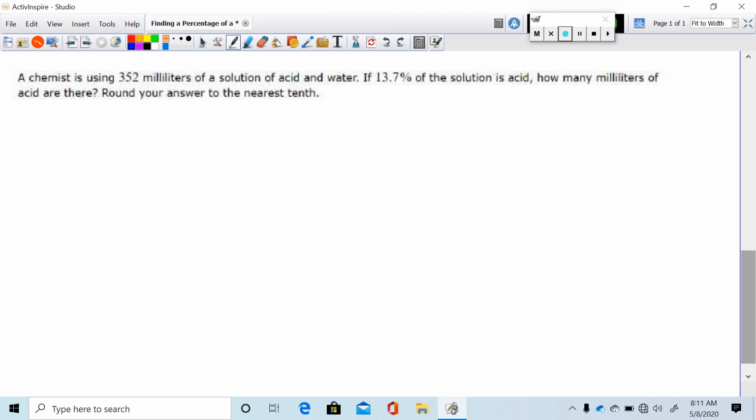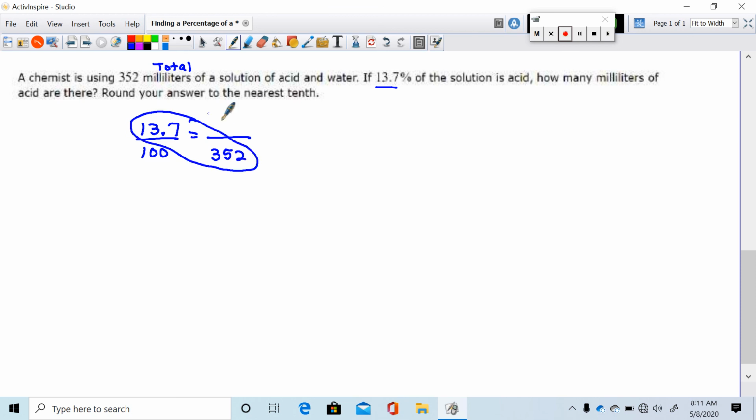The chemist is using 352 milliliters of a solution of acid and water. So it's two things that are being combined. So that is the total amount. If 13.7% of the solution is acid, how many milliliters of acid are there? And write your answer to the nearest tenth. So again, look for the percent symbol first because the number that's in front of that is going to go over 100. Then you make your next fraction. The total is always going to go on the bottom.